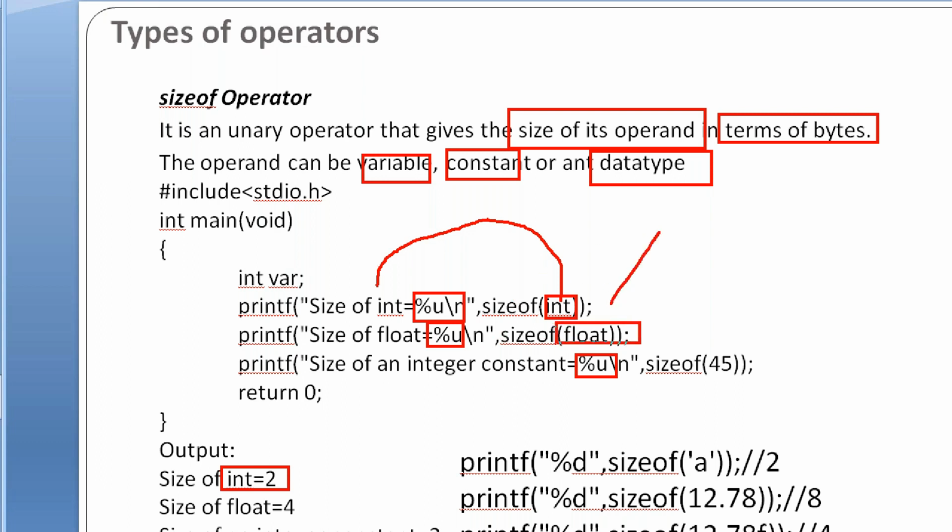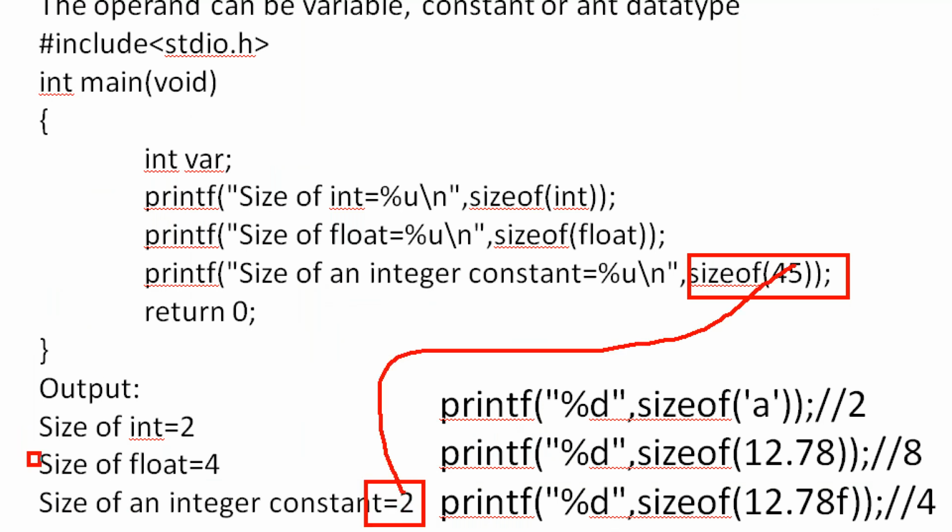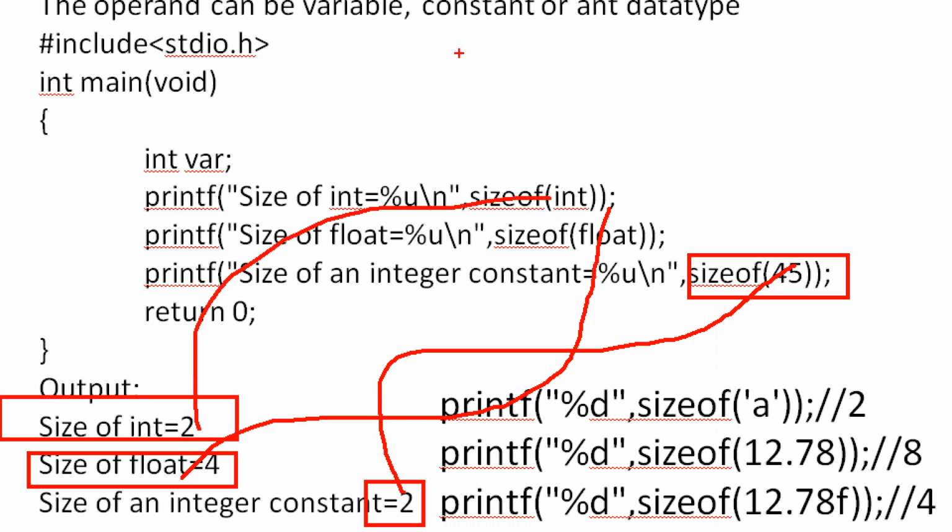The size of float is what? 4 bytes. And a constant, if I am taking here 45, 45 is what? It is a literal. Which type of literal? Integer. So that is why you will get 4. If it is Turbo C, you will get 2 bytes. Size of 45 according to the Turbo C compiler, I'm giving 2. Float is this and integer is this.